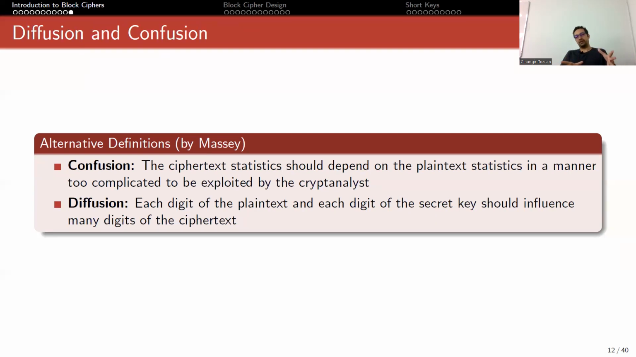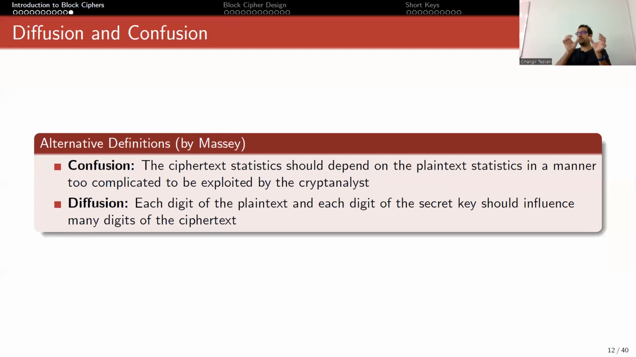Diffusion: each digit of the plaintext and each digit of the secret key should influence many digits of the ciphertext. So these definitions are a lot easier to understand, let's say, because our aim is to map B bits to B bits, right? So by confusion, we are trying to design it so that by looking at the ciphertext, for instance the last byte of the ciphertext, this shouldn't give you an idea about the last byte of the plaintext, right? You are causing a confusion. So you are making some modifications like substitutions. So this creates a confusion.